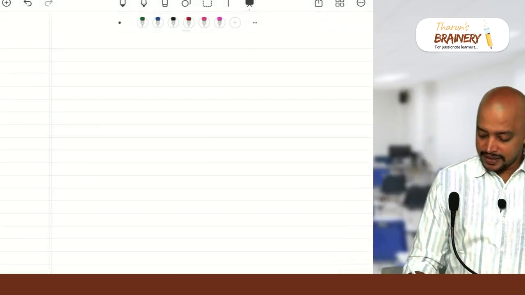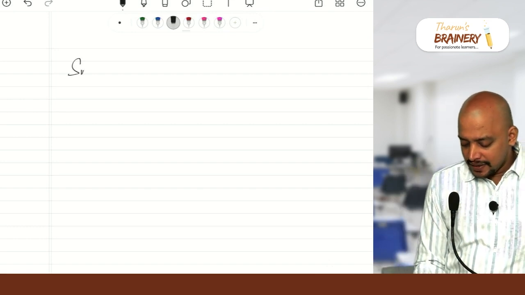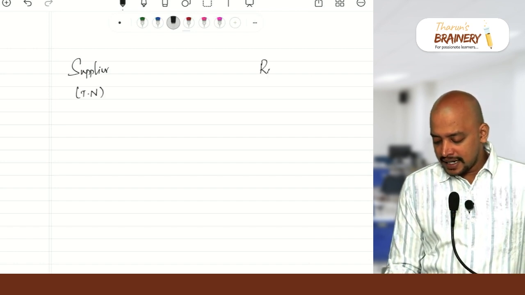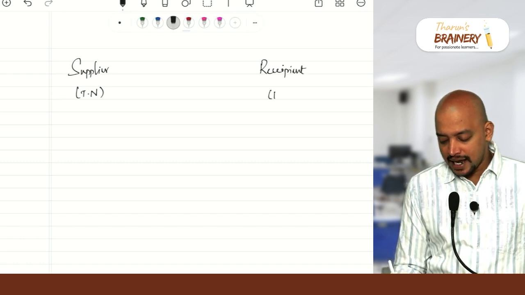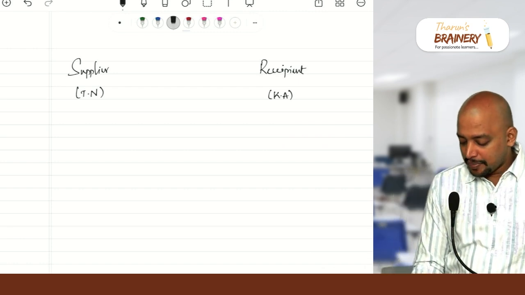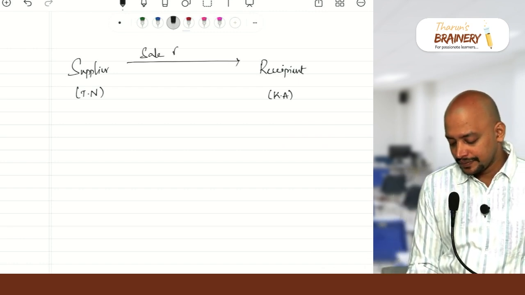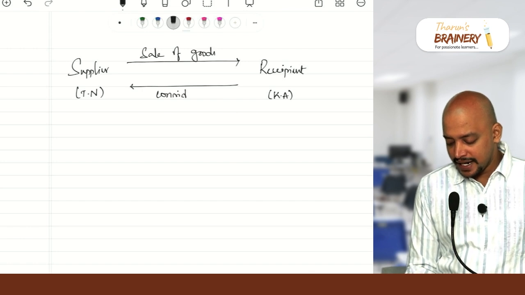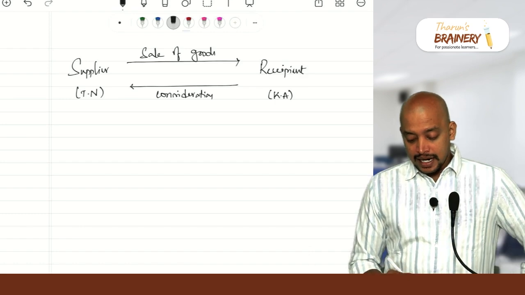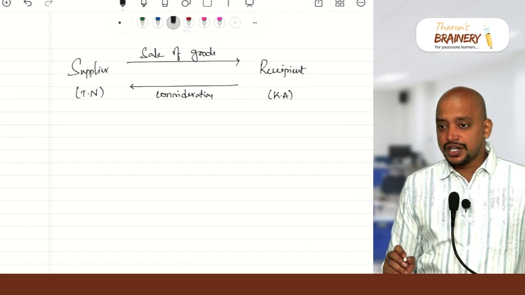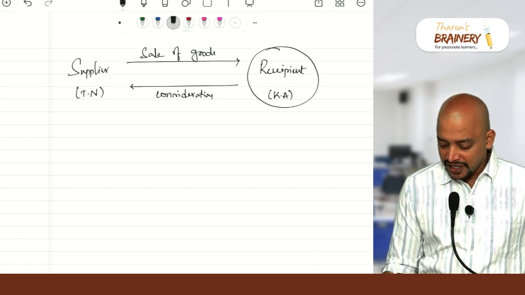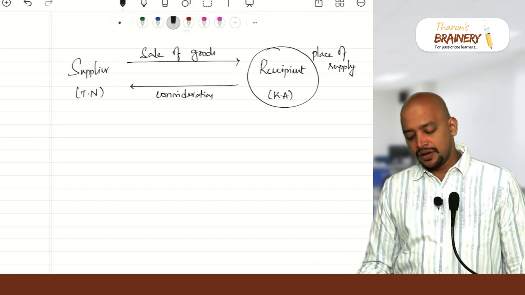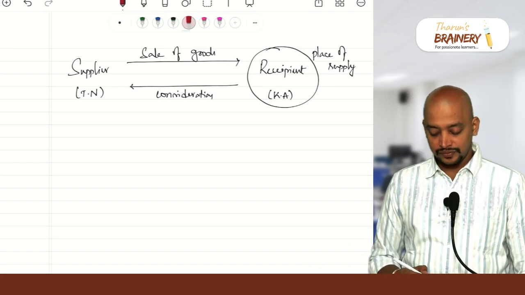For example, say there is a supplier who is located in Tamil Nadu, and there is a recipient who is located in Karnataka. This supplier is making some sale of goods to the recipient, for which the recipient has paid the consideration. And the place of supply is the location of recipient. So the location of recipient will also be taken as the place of supply here. Now tell me, what is the nature of supply? Intra or inter? Interstate.